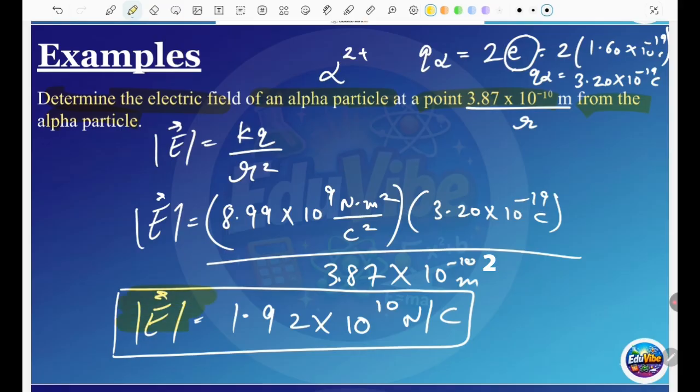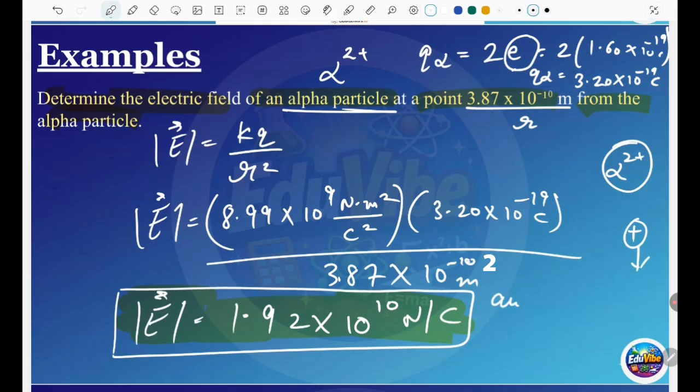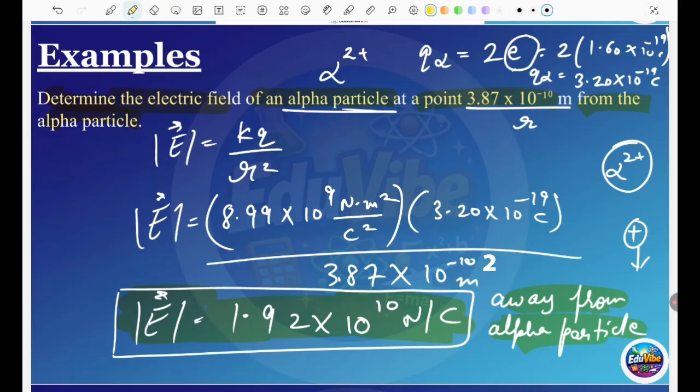This is a vector quantity, so we have to know the direction too. The alpha particle is positive. This is our source charge. If this is positive and our test charge is also positive, then the electric field goes away, since positive repels positive. So the direction is away from the alpha particle. If they ask for the vector particularly, you have to write it. If they don't ask, it's optional for you. So that's how you have to use this formula.